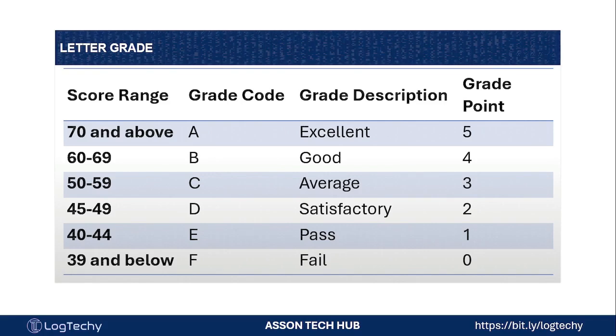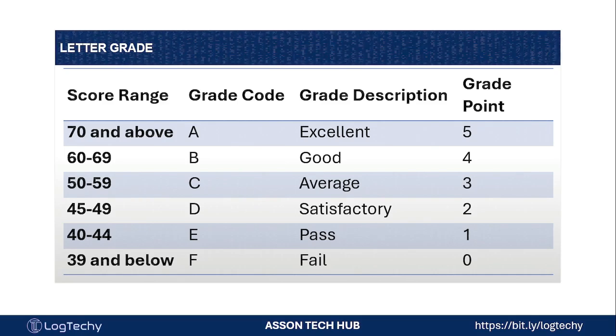The letter grade here, you can see the table displaying everything you need to know about the grading system. We have the score range, the grade code, the grade description, and the grade point. 70 and above, that is 70 to 100, is A. The description is excellent, and the grade point is 5. 60 to 69 is B, and the grade point is 4. 50 to 59 is C, and the grade point is 3. 45 to 49 is D, and the grade point is 2. 40 to 44 is E, and the grade point is 1.